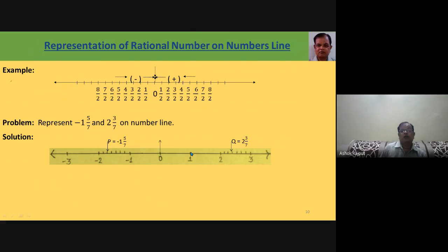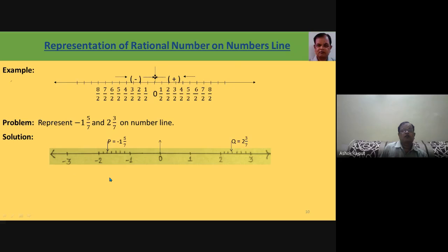So first we take the 2, then the next point between 2 and 3, because it is greater than 2. So we will divide, here the denominator is 7. So we will divide it into 7 equal parts and take 3. 1, 2, 3. It is our point on the number line. We have marked it here as given in the problem. This way we can show the rational numbers on the number line.